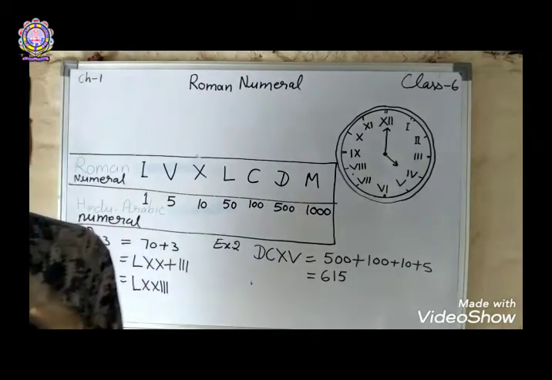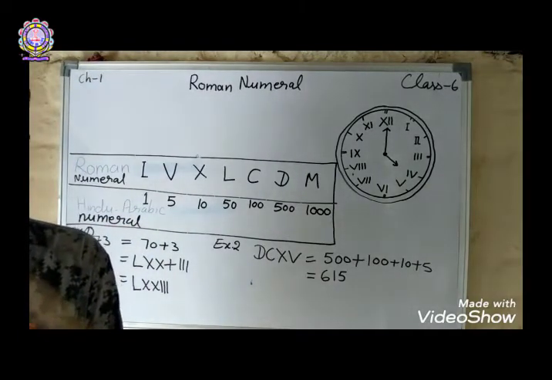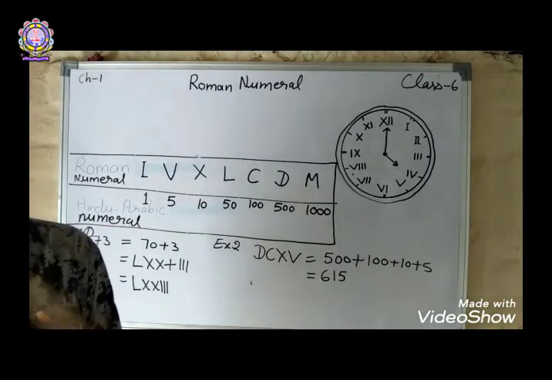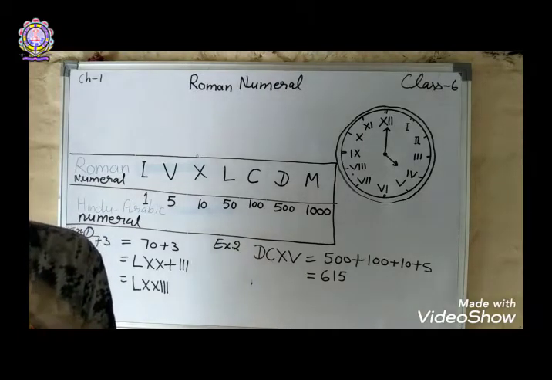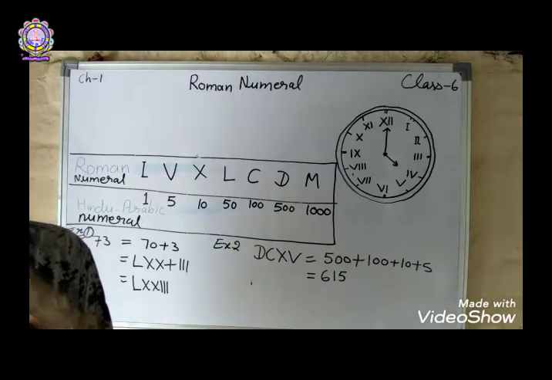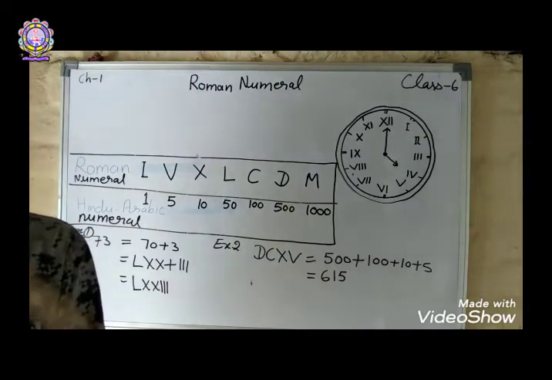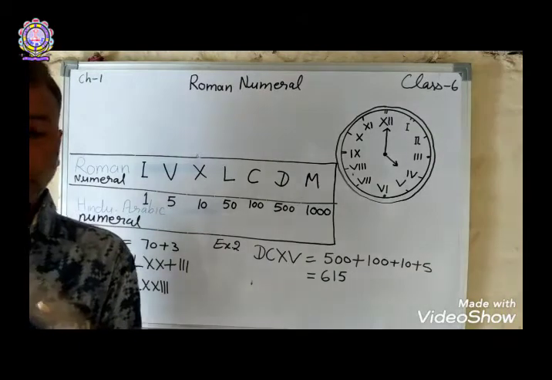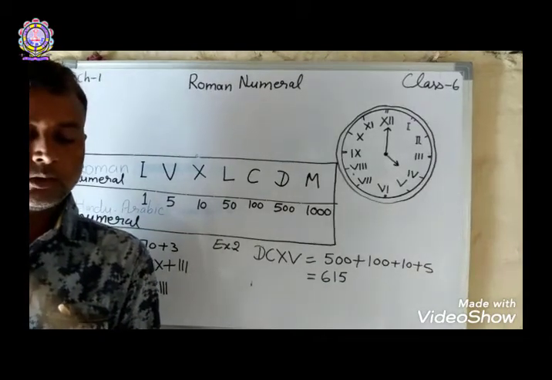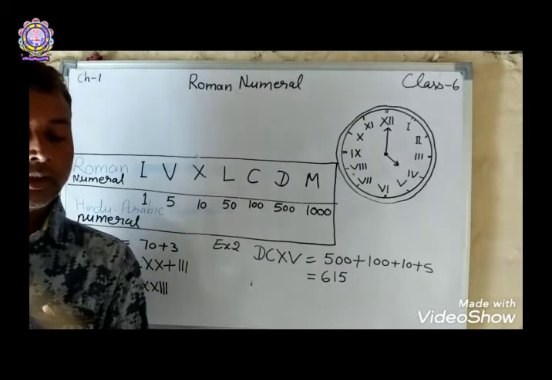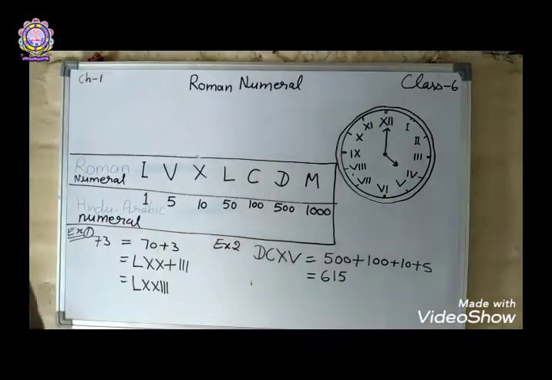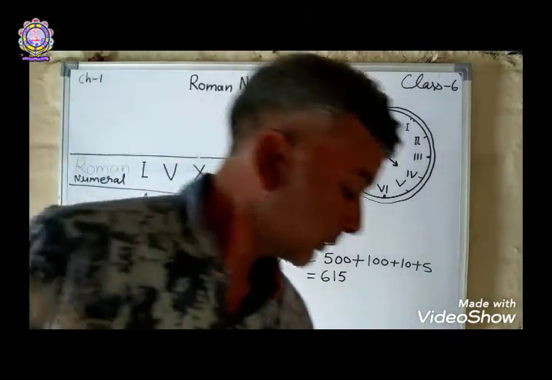We have been using the Hindu-Arabic system of numeration. This is not the only system of numeration available in ancient times. There were several systems of numeration. One such system was the system of Roman numerals. This system is still used in many places.